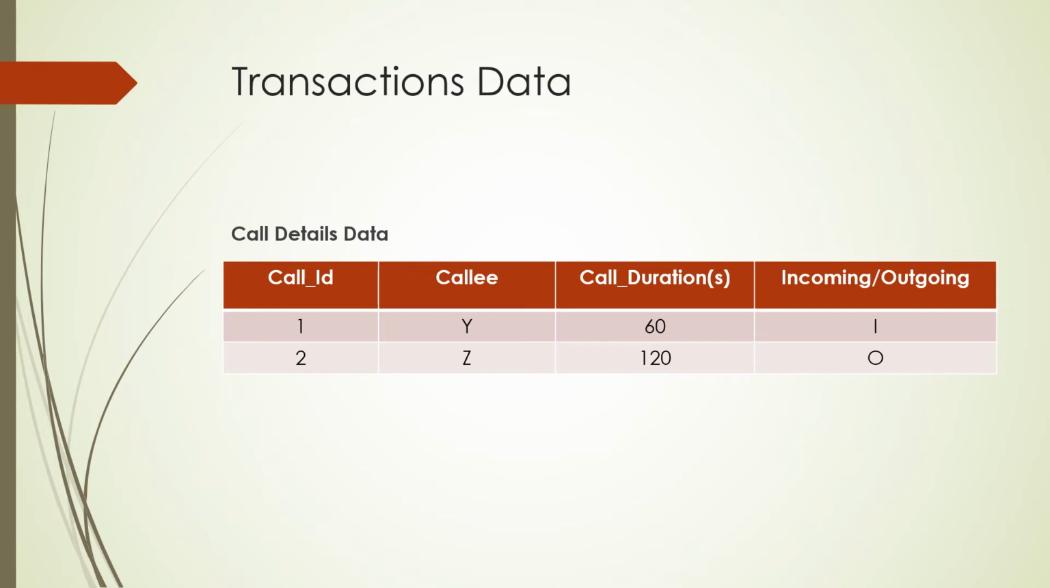For instance, from this perspective, if I have a call ID, but you don't have the call duration available or the type of the call, which is incoming or outgoing based on I and O mentioned in this data, then you cannot make any facts out of this data. You cannot define or derive any facts out of it, so this data is not worthwhile to relate this transaction to a certain master data.